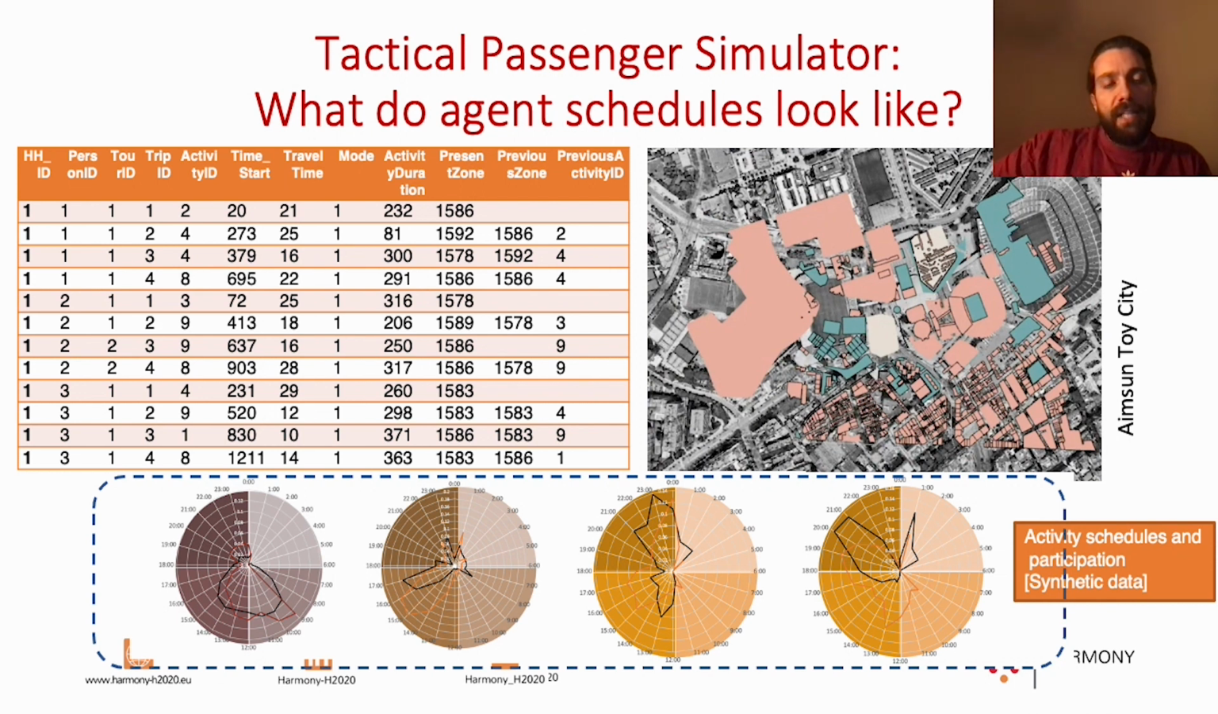This is a sample example of what the agent schedules look like. I have included the very first application in the context of Harmony, which was done in the Aimsun Toy City, a small area around the Camp Nou in Barcelona. I also include some sample graphs that indicate the popularity of activities in the daily context. In the table in this slide you can see the way that the agent schedules are generated by the tactical passenger simulator. On the bottom side you can see the different time allocation for different types of activities.